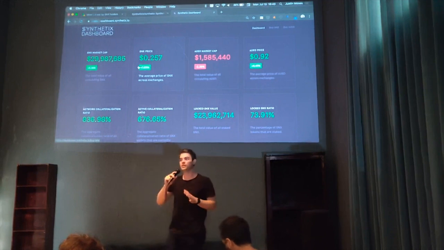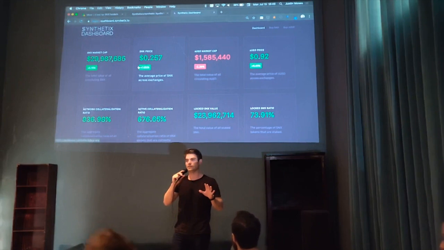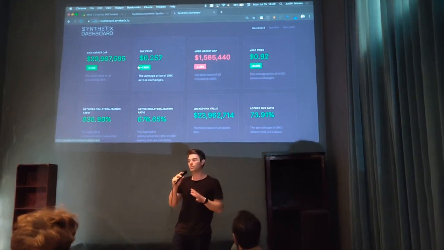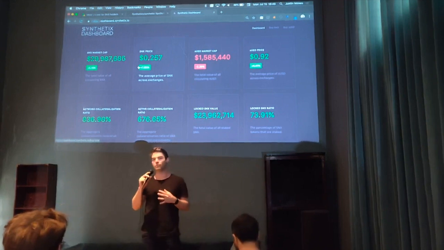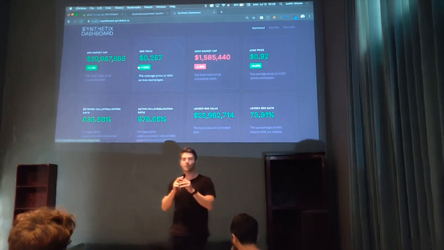Raise your hands if you have no idea what Synthetix is. Okay, a couple people. So I'm just going to do a quick intro to the platform before we go into the staking mechanics, because they're somewhat related, but also kind of independent.